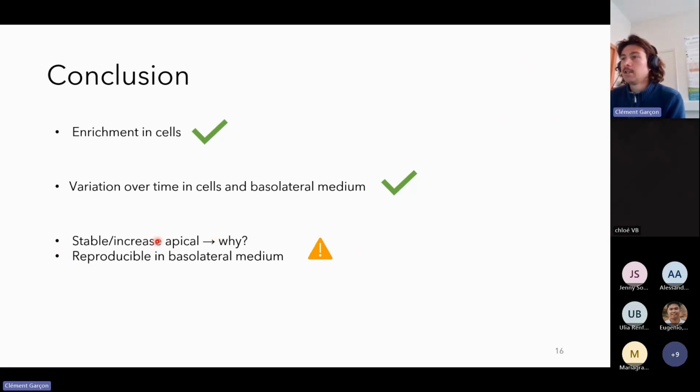However, in the apical medium, as I was saying, it's quite stable or increasing, probably because of the fact that enrichment is a ratio, so it depends a bit on the other nutrients as well. And I didn't show it here, but in the basolateral medium, we have measurements that were not so reproducible. So we had a lot of variation.